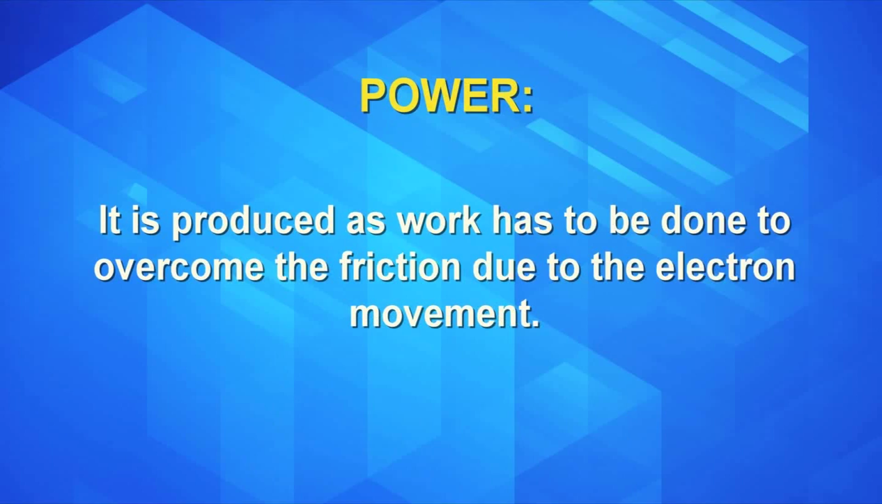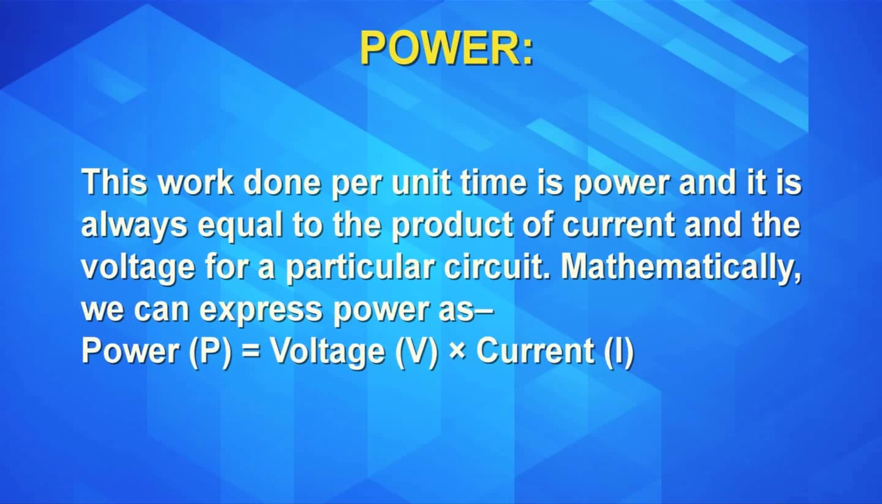It is produced as work has to be done to overcome friction due to electron movement. This work done per unit time is power, and it is always equal to the product of current and voltage of a particular circuit. Mathematically, we can express power as power equal to voltage into current.